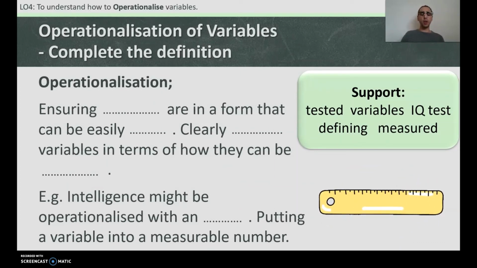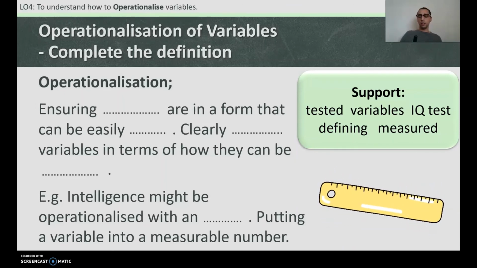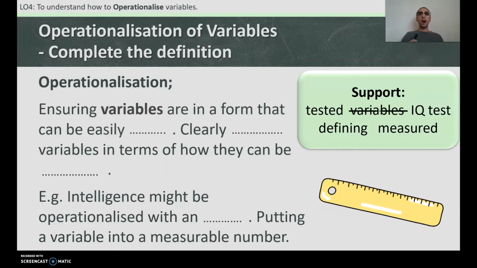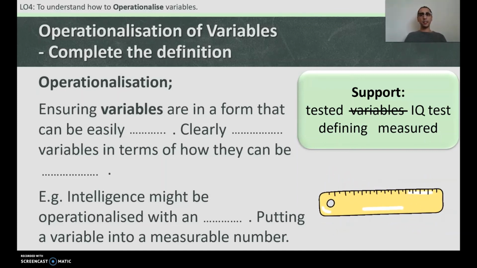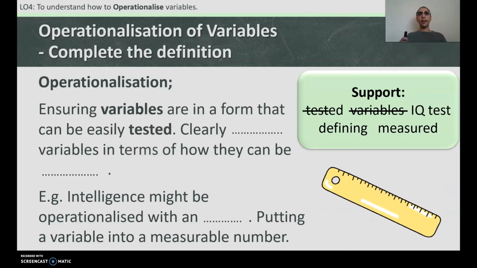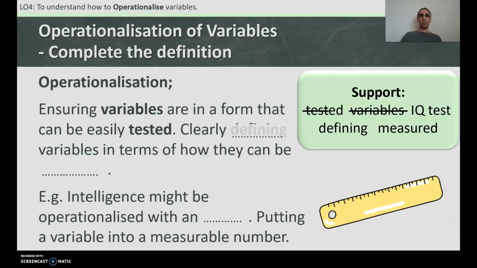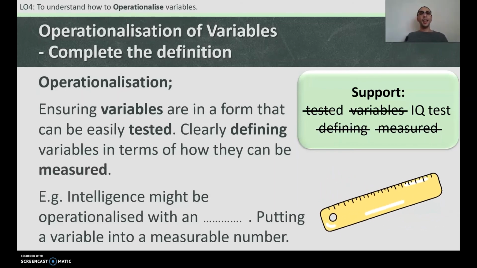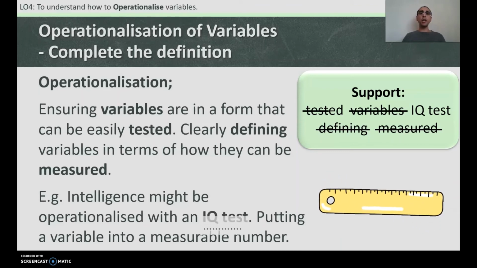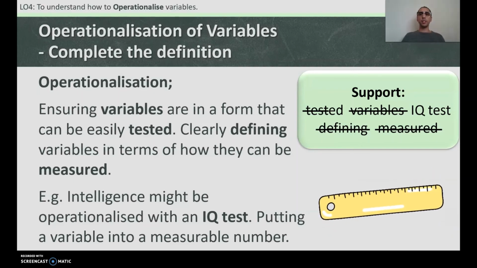Operationalization, how do we define this, right? We understand it, but we've got to put it in a definition now. Ensuring variables are in a form that can be easily measured or tested. Clearly defining variables in terms of how they can be measured. I gave the example earlier: intelligence may be operationalized with an IQ test, putting a variable into a measurable number. Yes, it's putting it into numbers.